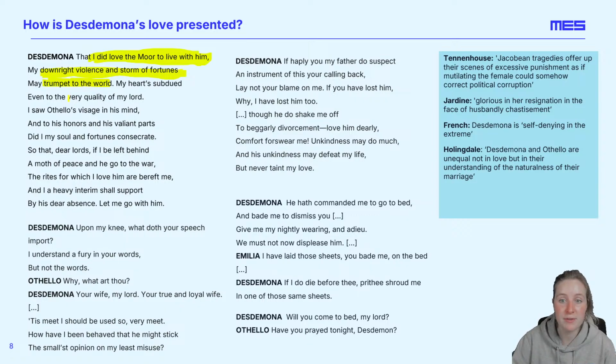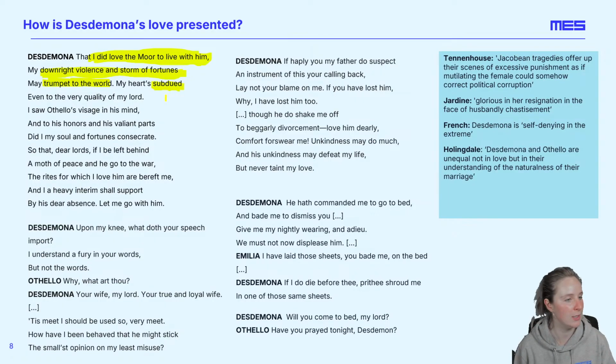My heart subdued even to the very quality of my lord. Interesting here again, we have this idea of subdued. Her giving into everything he wants, the very quality, anything he wants, she's giving into. The power dynamic that establishes is very one-sided immediately. And the fact that she's saying it then foregrounds for us her passivity or her lack of power in the relationship, her willingness to do what he wants. Even to the very quality of my lord.